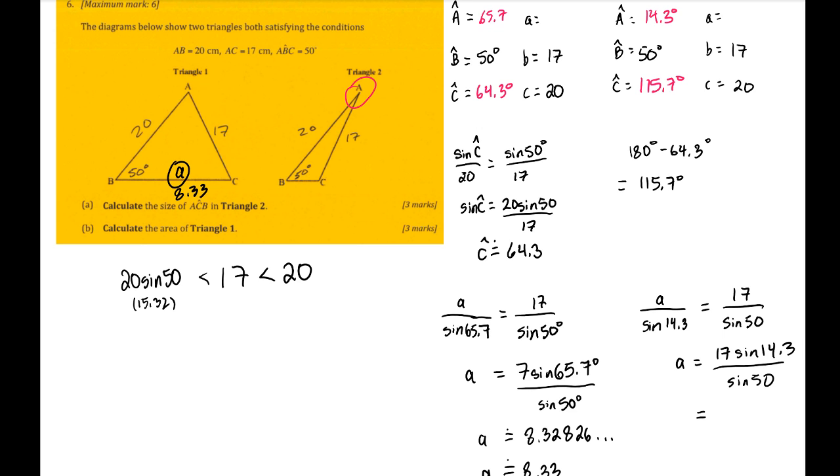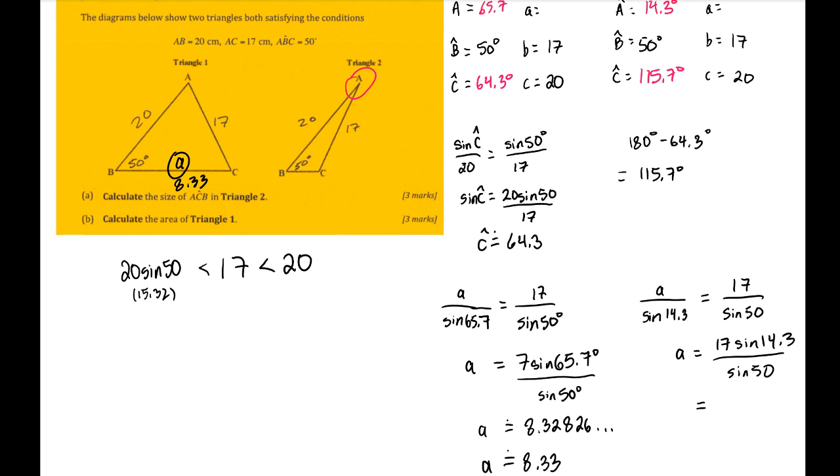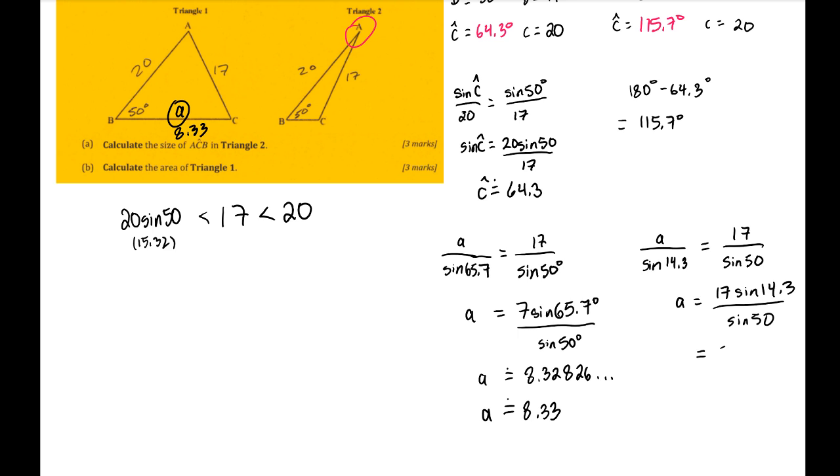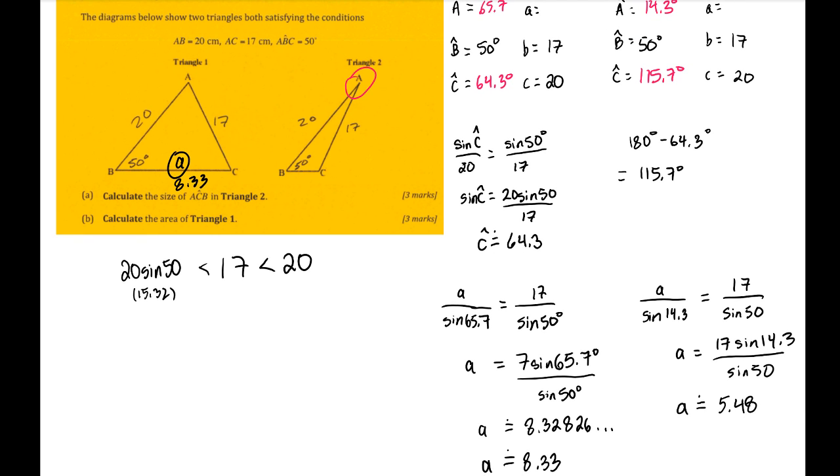And what do I get when I do that? 17 sine 14.3 divided by sine of 50. Again, I hope you guys are checking my answers here. 4.8 if I round that one to three significant figures. Oh wait, did I use 7 here? Oh man.